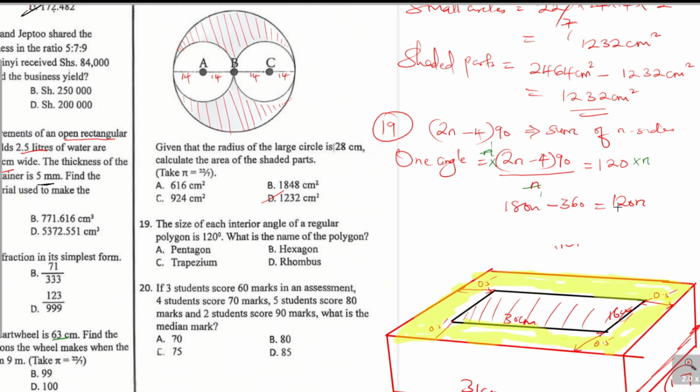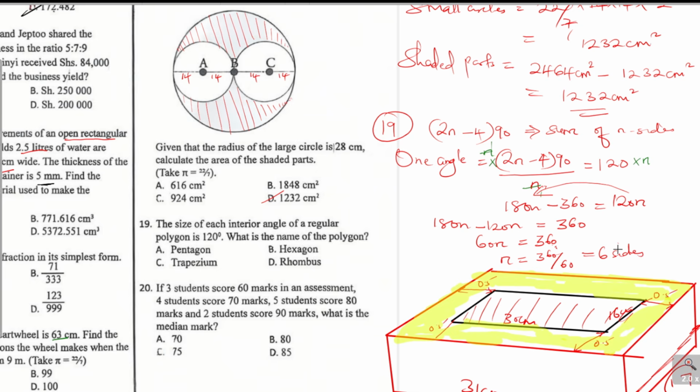Then, like terms together: you have 180n subtract 120n. You just bring this onto this side, and then take negative 360 to the right-hand side. It will be positive 360. 180n minus 120n gives 60n, which is equivalent to 360. So that means n is equal to 360 divided by 60, and this will give 6 sides.